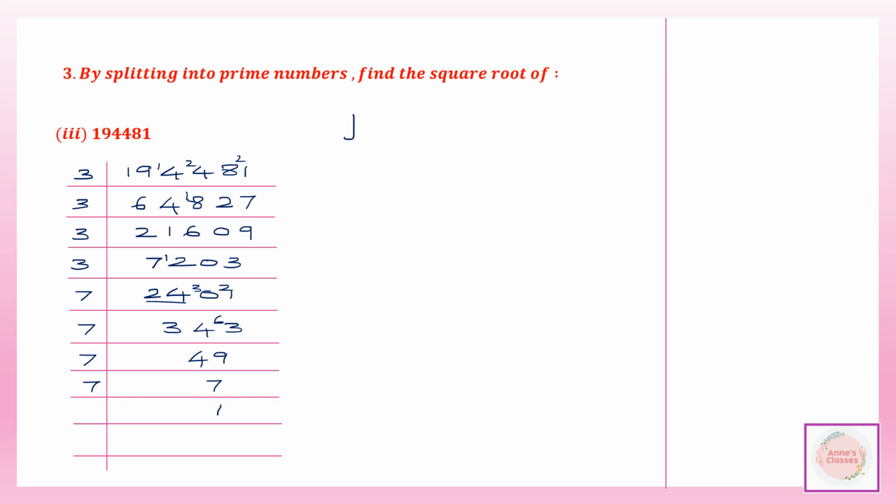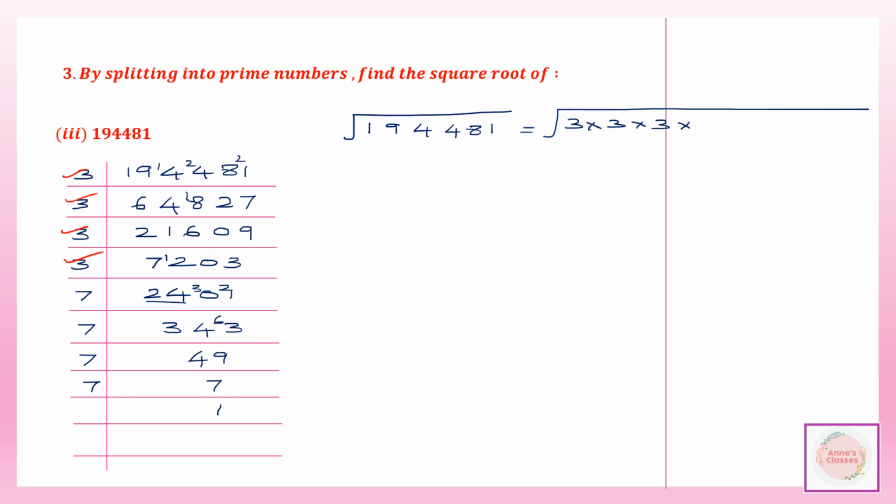So now let's find the square root of 1,94,481. Let's write down all the prime factors that we have got here. So first let's write down the threes. 1, 2, 3, 4. There are 4 threes. So that is 1, 2, 3 and 4. Now let's write the sevens. 1, 2, 3 and 4. So there are 4 sevens also. So into 7, 4 times.